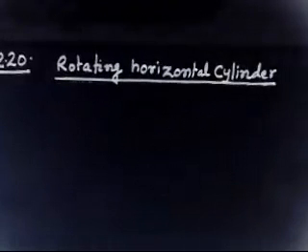Okay, let us discuss the next problem. This is problem number 2.20, something related to a rotating horizontal cylinder. Now this question says a horizontal cylinder closed from one end is rotated with a constant angular velocity omega about a vertical axis passing through the open end of the cylinder.